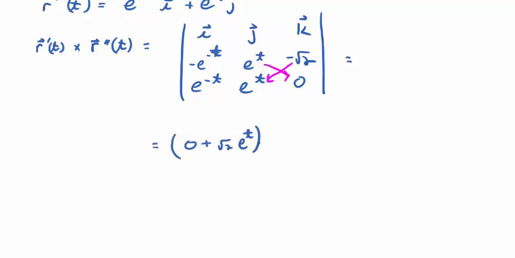And then it's that times i, right? Minus, by definition, a minus there. Now cross out the middle column, and you end up taking the negative e to the negative t times 0, so that's 0, minus negative root 2 times e to the negative t. So we have a built-in minus, and then a minus right here. That's going to make a plus root 2 e to the negative t.